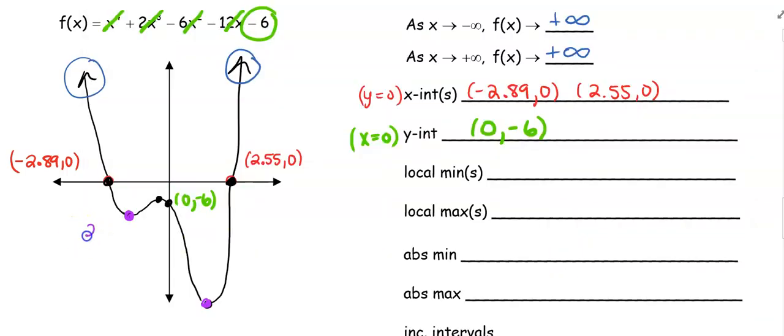So we get negative 2.24, comma, negative 6.53, and 1.59, comma, negative 25.82.